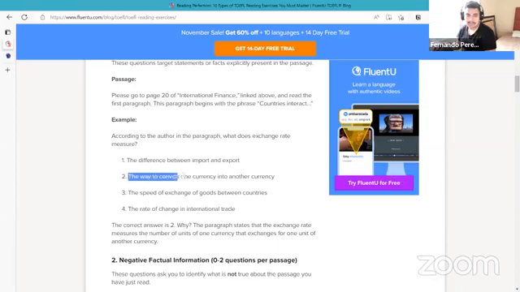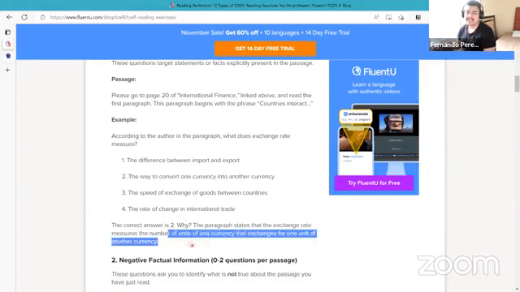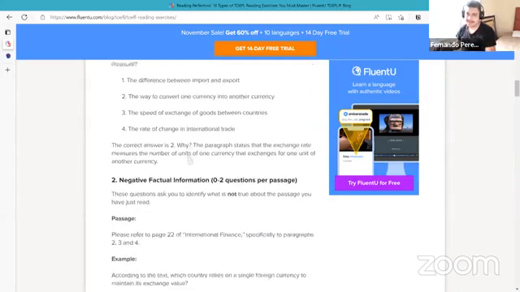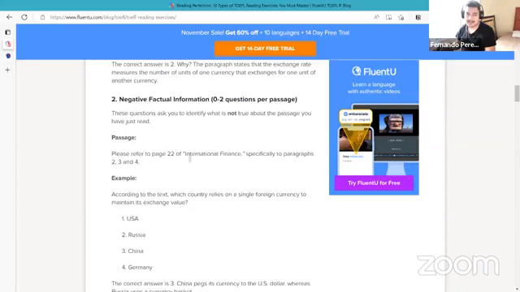It says here the way to convert one currency into another currency, because probably the reading was talking about how things exchange. This is precisely factual information, which is very contrasting to the other type of questions where they are going to ask you, hey, what do you think is the intention of the author? You know? Which I think are the most difficult ones. Factual information and negative factual information is always the easiest of the questions that we have here, right?